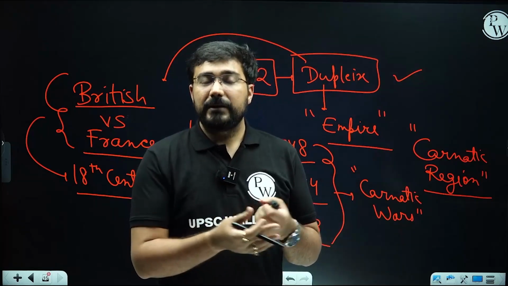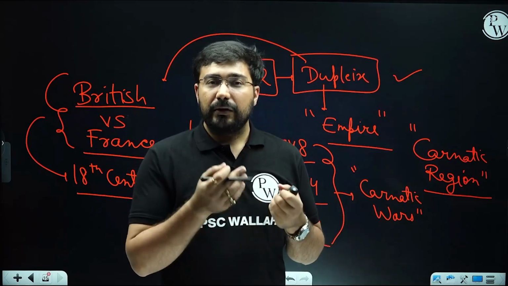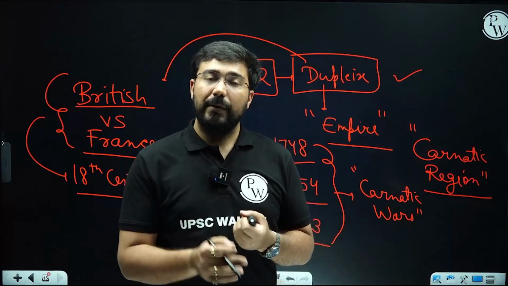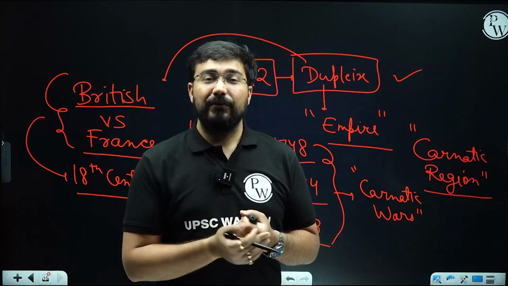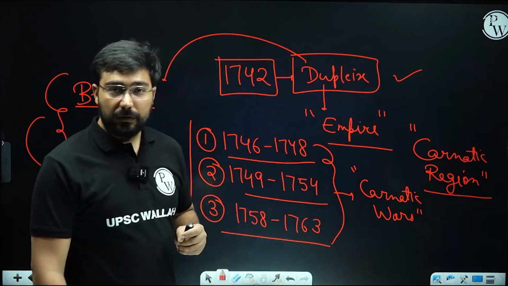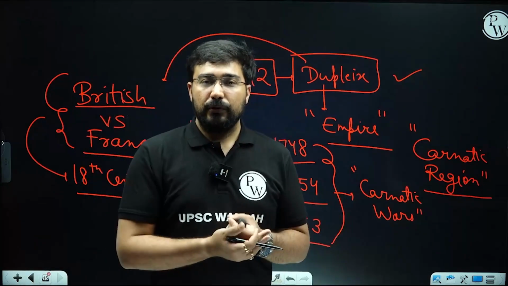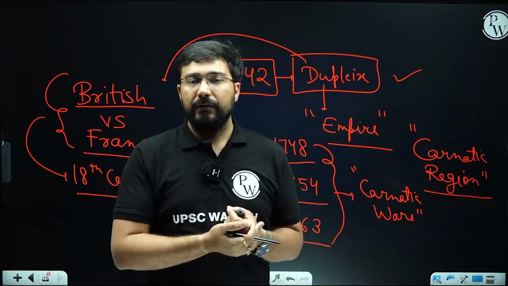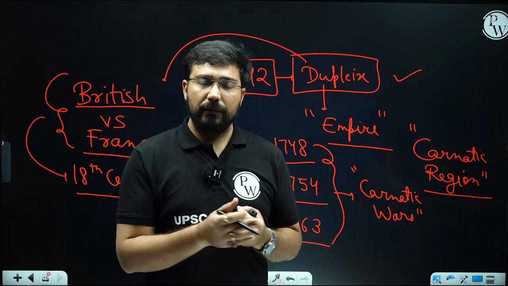But when the peace treaty of Aix-la-Chapelle was signed, at that point of time, Madras was given back to the British. But the French were able to showcase their superiority in the First Carnatic War. But since it was more of a European case, it ended in 1748 with the signing of the treaty after the Austrian War of Succession.